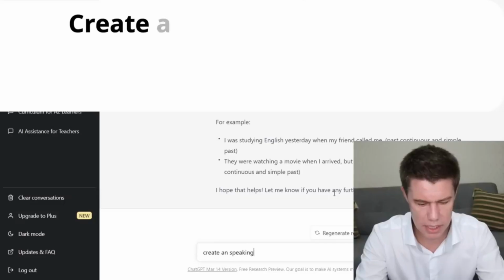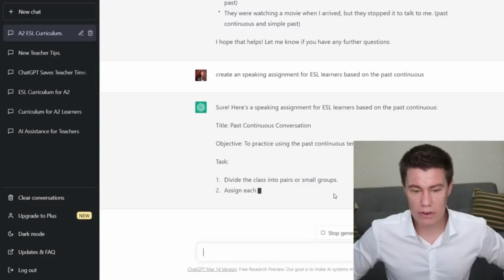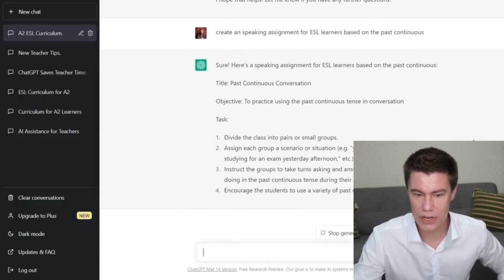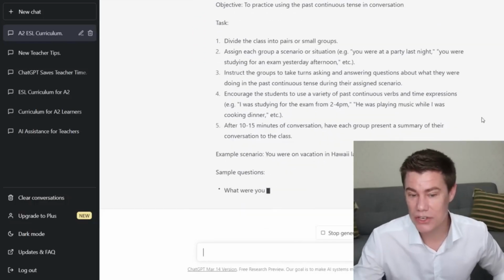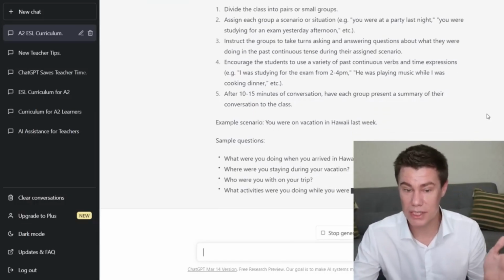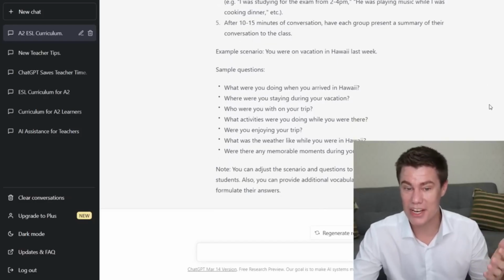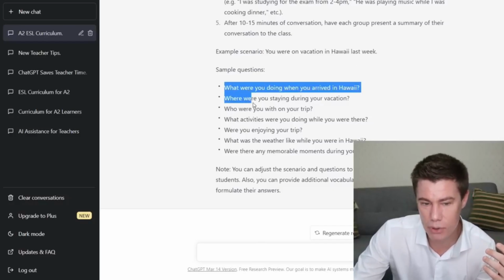You can also create solved examples of math problems, chemistry equations with explanations for each step. You can even give assignments. Create a speaking assignment based on the past continuous. Divide the class into pairs and small groups. Assign each group a scenario. You were at a party last night. Instruct the groups to take turns asking and answering questions about what they were doing during the assigned scenario. Encourage the students to use a variety of past continuous verbs and time expressions. After 10 to 15 minutes of conversation, have each group present a summary of their conversation to class. For example, the scenarios: you were on vacation in Hawaii last week, and here are some sample questions that you can use.